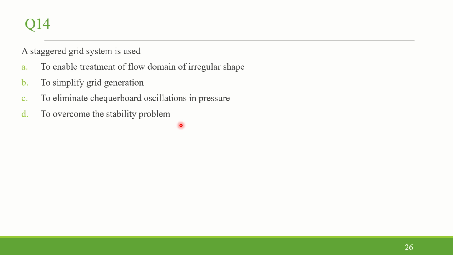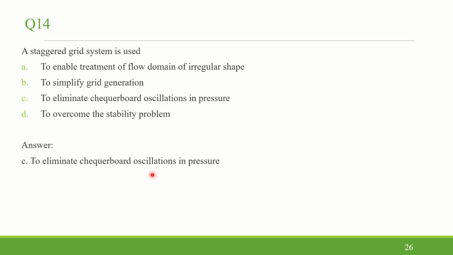So when we are talking about staggered grid systems, why do we use it? We use it to eliminate the checkerboard oscillations in pressure, because calculating pressure and velocity at the same points gives rise to zero values and high values, so it was not ideally suitable. The staggered grid system was used to eliminate the checkerboard oscillations in pressure. So the answer is option C.